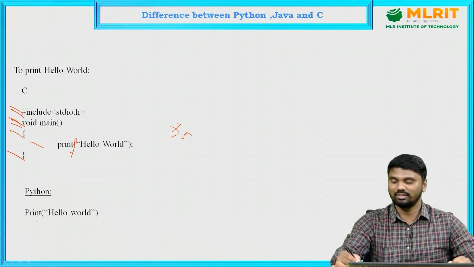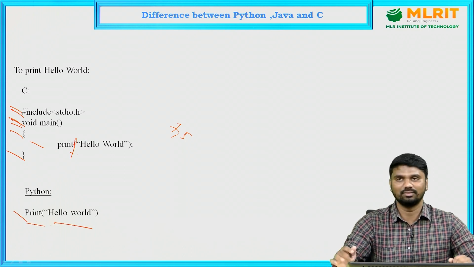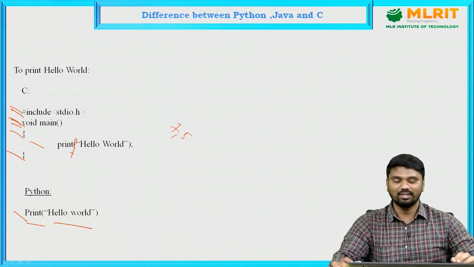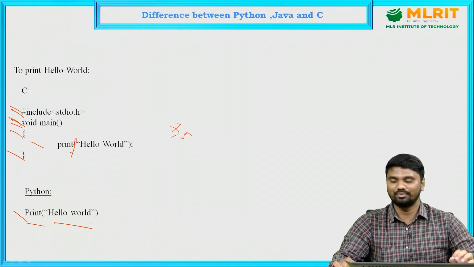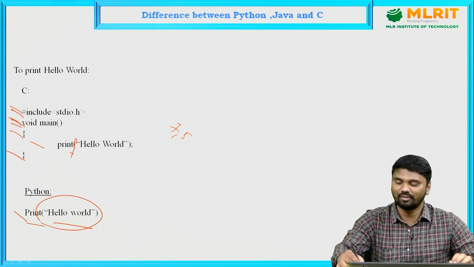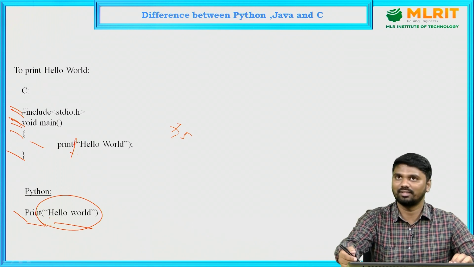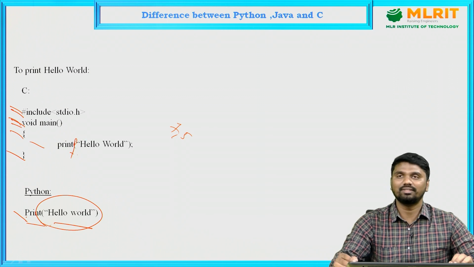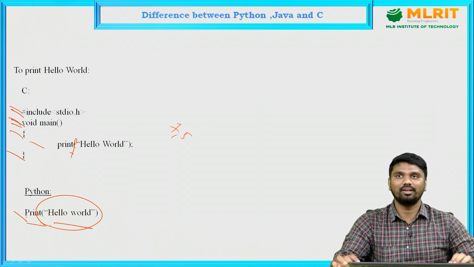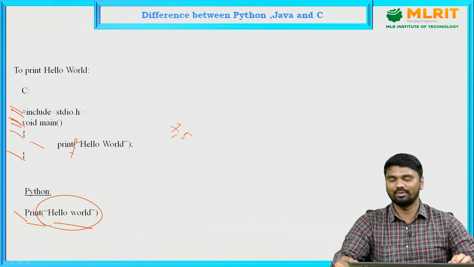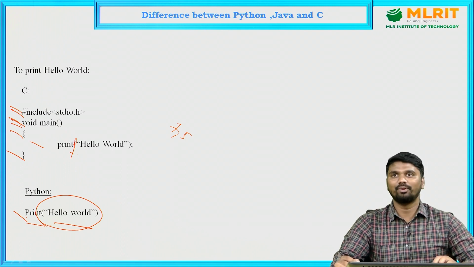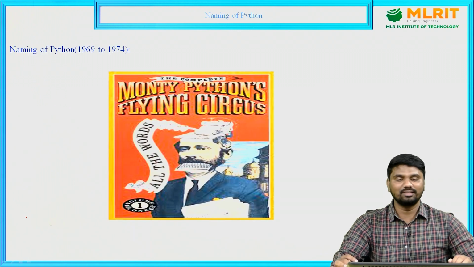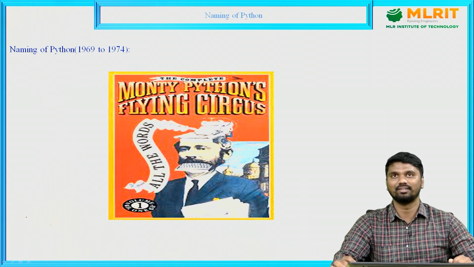But in Python, see, just 1 line is required. Just print hello world. That's enough. So that's why Python is recommended for beginners. It is very easy. Just to print hello world, we can see the differences between Python, Java and C. These are the programmatical differences between Python, Java and C. That much easiness is there. The syntax is very easy compared with Java and C.